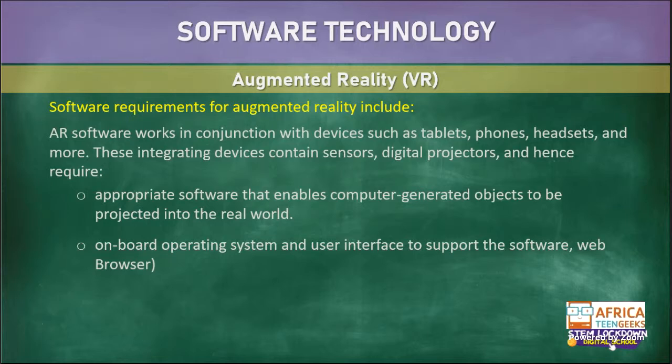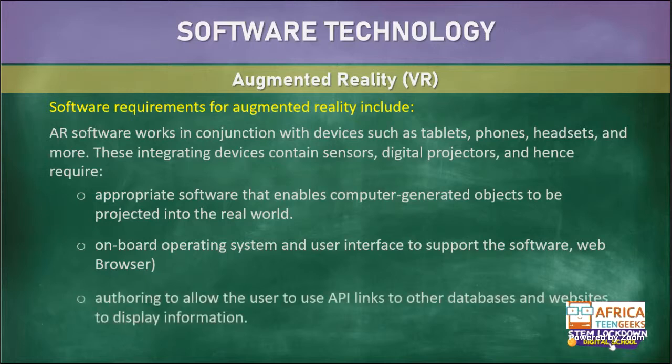So the operating system will depend on the device. If it's a tablet, it can either be iOS or Android. Smartphones the same. If it's a Windows machine, it can have the Windows operating system. So the operating system depends on the device. Then thirdly, it allows the user to use API links to other databases and websites to display information.